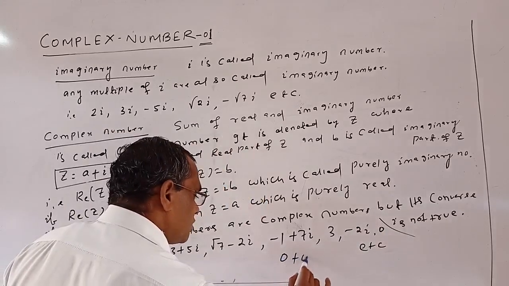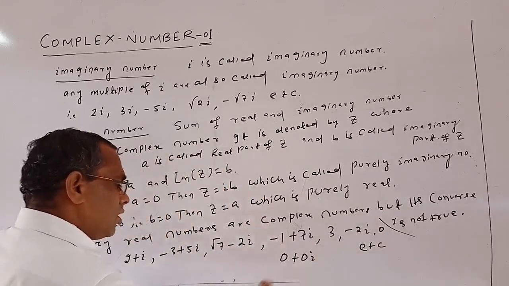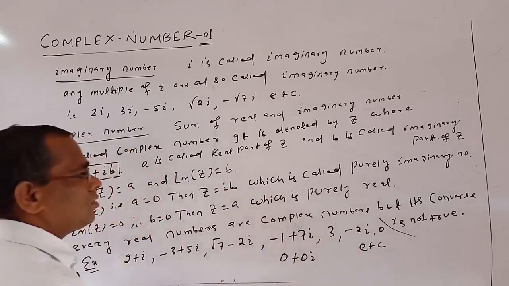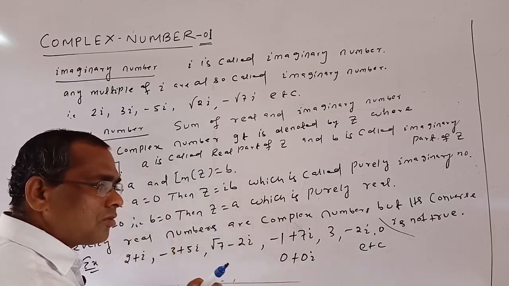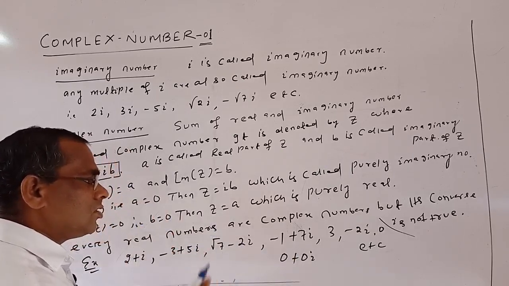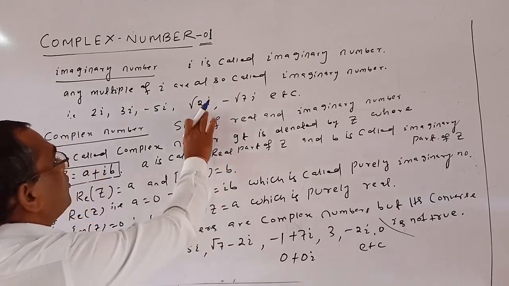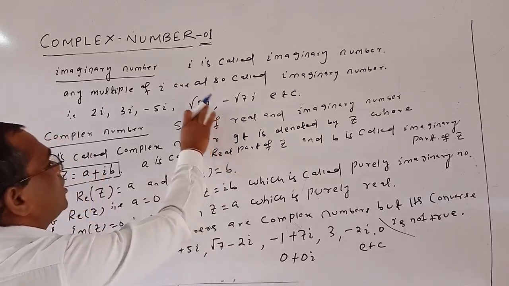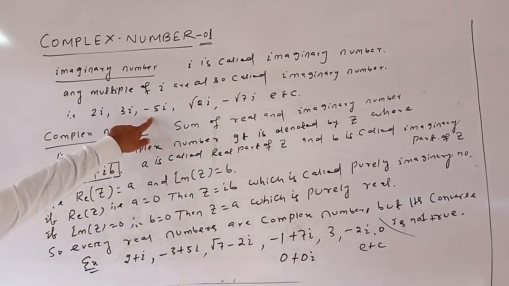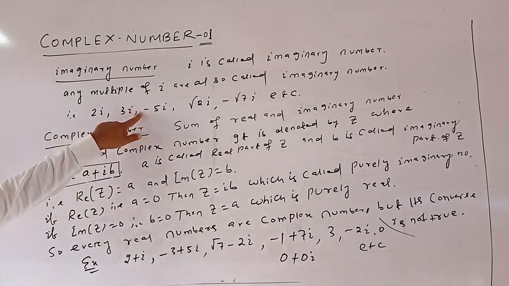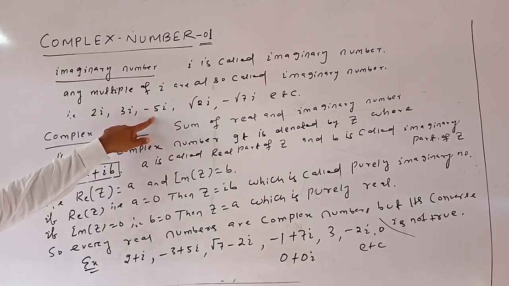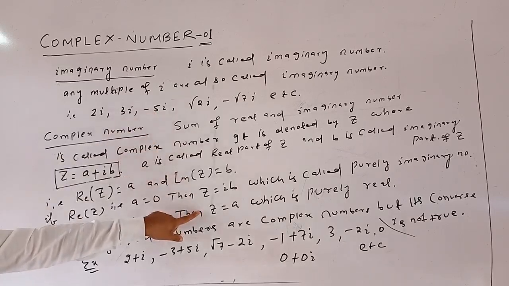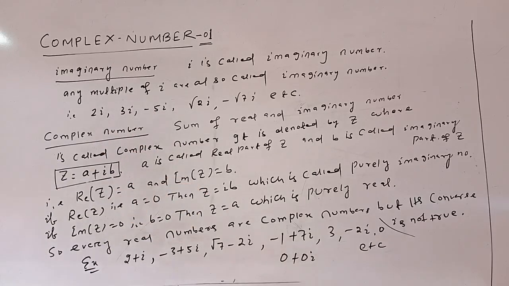We can write 0 as 0 plus 0i, so real part is 0, imaginary part is 0. So each real number is a complex number whose imaginary part is 0. Every imaginary number is also a complex number whose real part is 0. Like 0 minus 5i we can write. So an imaginary number is a complex number whose real part is 0, and a real number is a complex number whose imaginary part is 0.